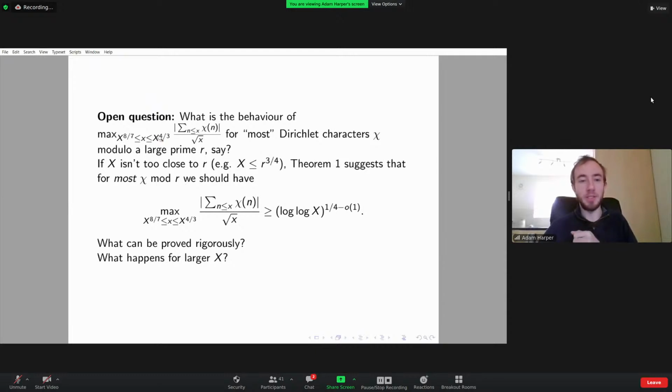So when capital X starts to get closer to the conductor R, we know the answer must change. I won't go into that. Again, if people are interested, they can ask. So how does it change? What's the transition that happens when capital X gets larger and larger?